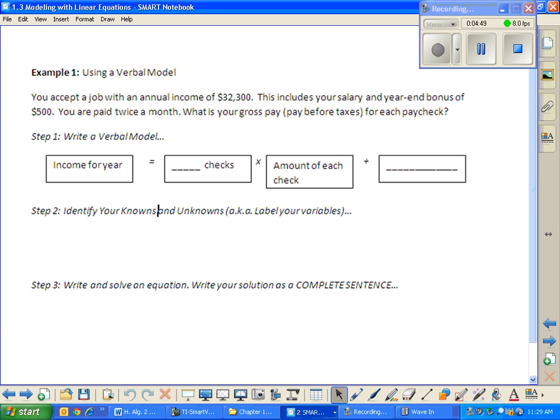All right, so let's hear it. What are some things that you know from this problem? Good, Chris? The annual income is $32,300. So I go right into step 2, and then I go back and do step 1. So our annual income is $32,300.